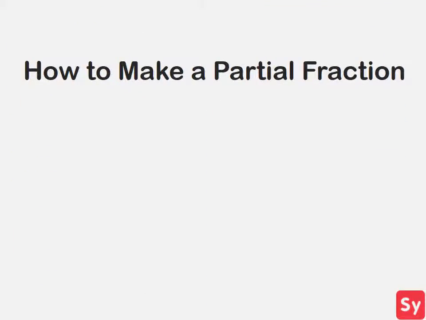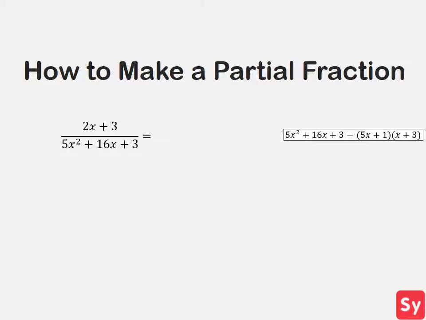First, let's go over how to make a partial fraction. A partial fraction is when we take a complicated fraction and break it down into smaller ones added together. Let's see an example to refresh our memories. We have 2x plus 3 over 5x squared plus 16x plus 3. We know 5x squared plus 16x plus 3 has factors of 5x plus 1 and x plus 3. So we'll use each of the two factors as a denominator. We have a over 5x plus 1 plus b over x plus 3.